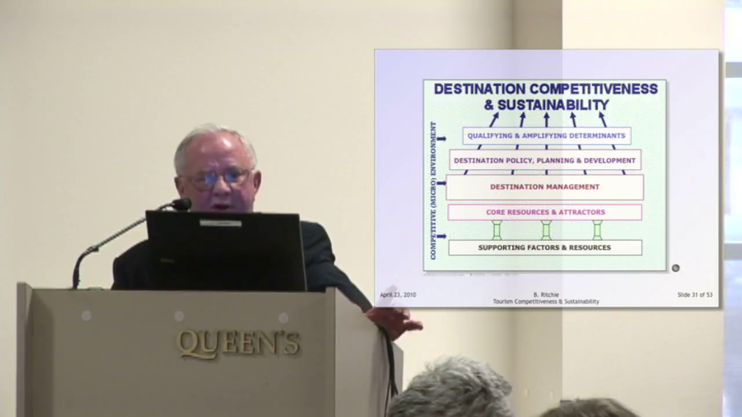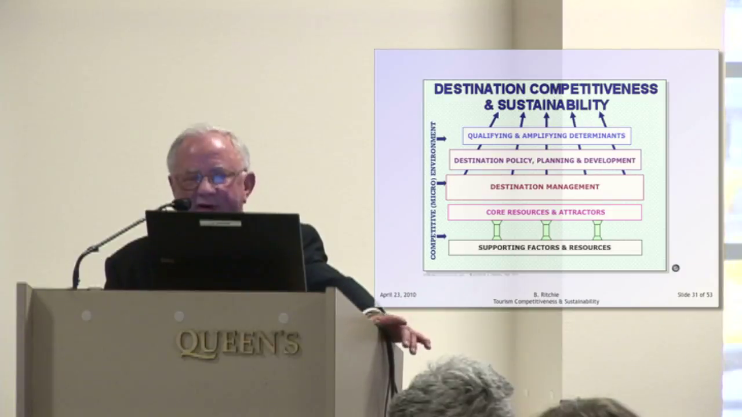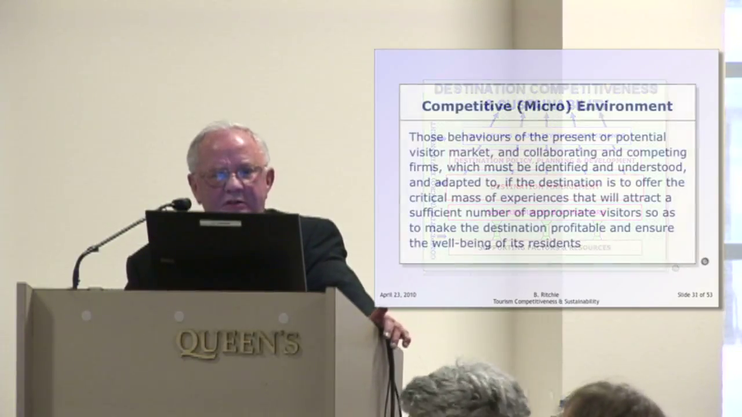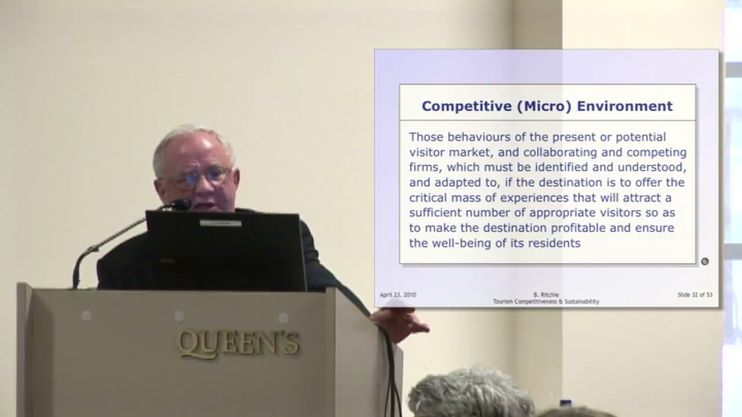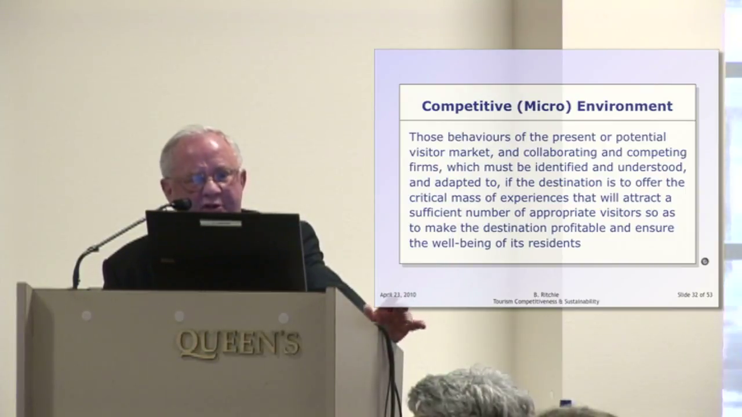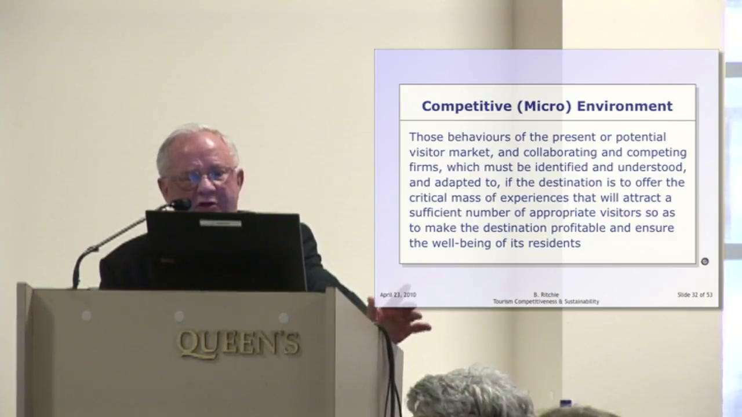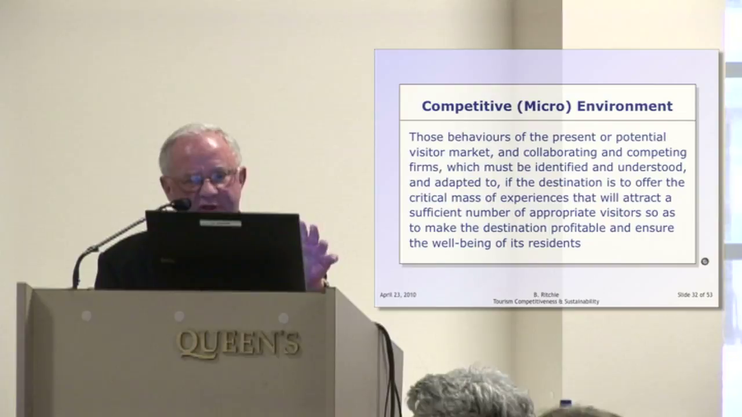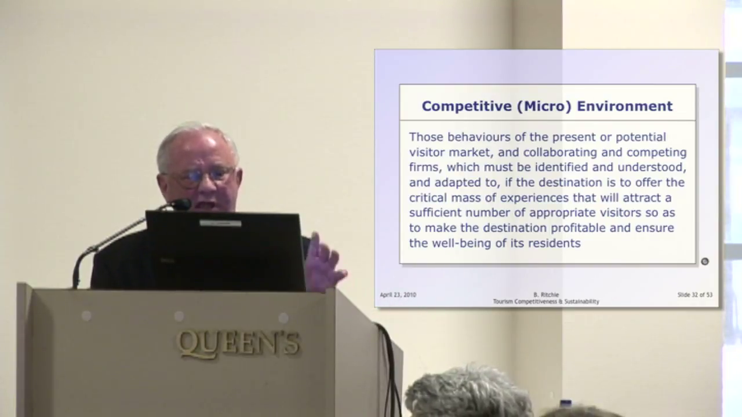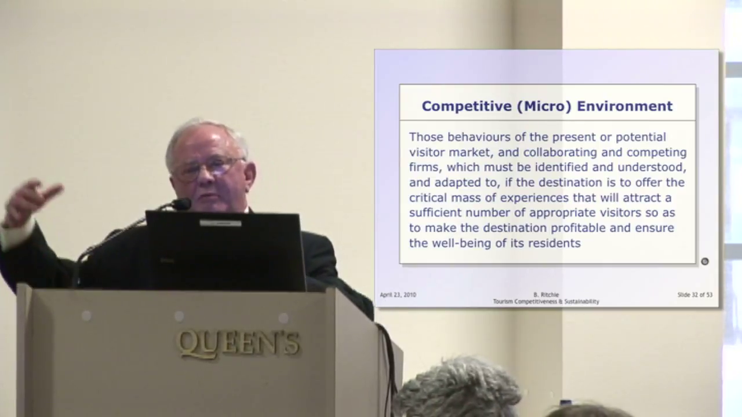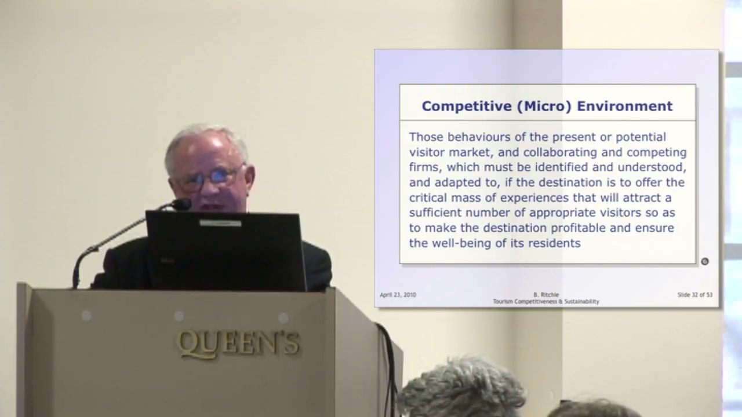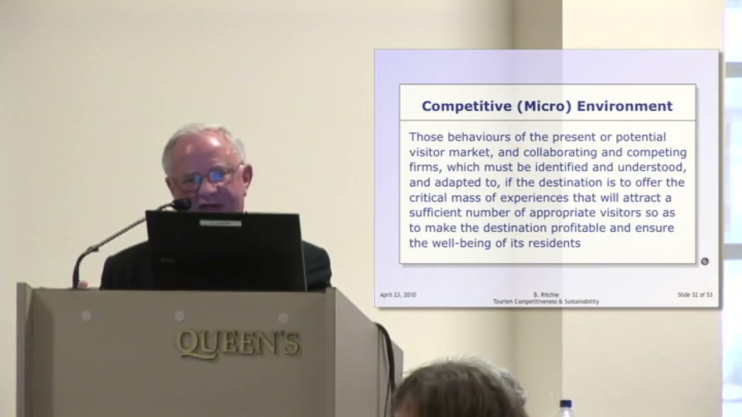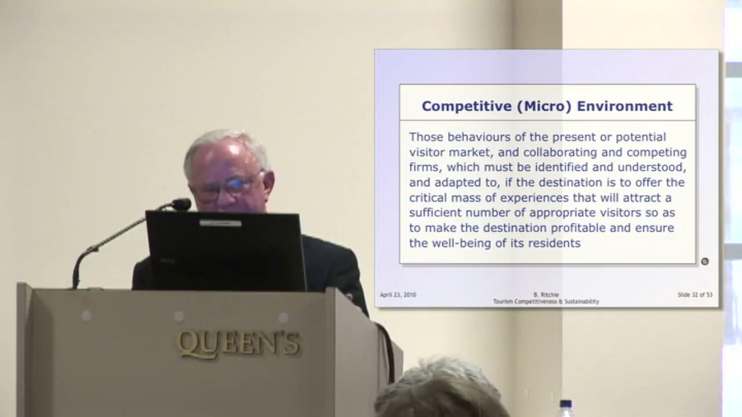At the same time, we also have some micro-environmental factors that affect your success. These are those behaviors of the present or the potential visitor market and collaborating and competing firms which must be identified and understood and adapted to if the destination is to offer the critical mass of experiences that will attract a sufficient number of appropriate visitors, and I say appropriate visitors, the kind of people you want to have at your destination, so as to make the destination profitable and ensure the well-being of its residents. So you have the macro factors over which you have no control, and the micro factors over which you have some control within your destination. Both of these factors affect your success, and you need to understand them and take them into consideration.